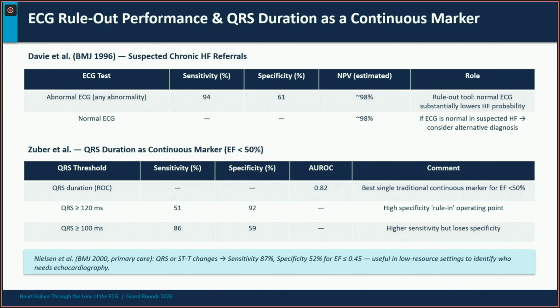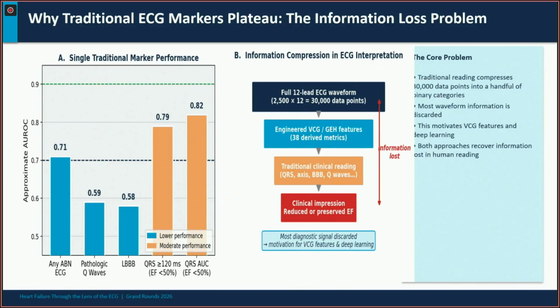Here I have another study showing the same thing: any ECG abnormality is highly sensitive for heart failure. And here are other studies showing the performance of your QRSs. So we see that the traditional markers are decent, but they plateau at a certain point. The area under the curve tends to plateau around 80. I believe the reason for this is information loss. When we use those markers that we interpret as humans, we discard the complete EKGs, and there's a lot of information that we lose on EKGs.